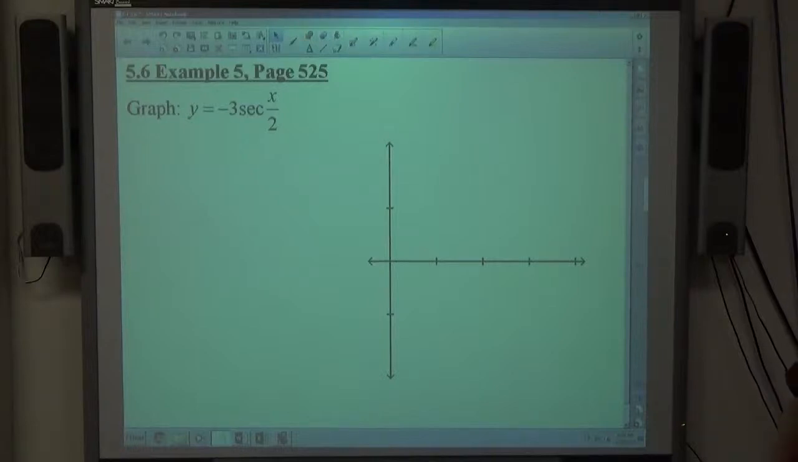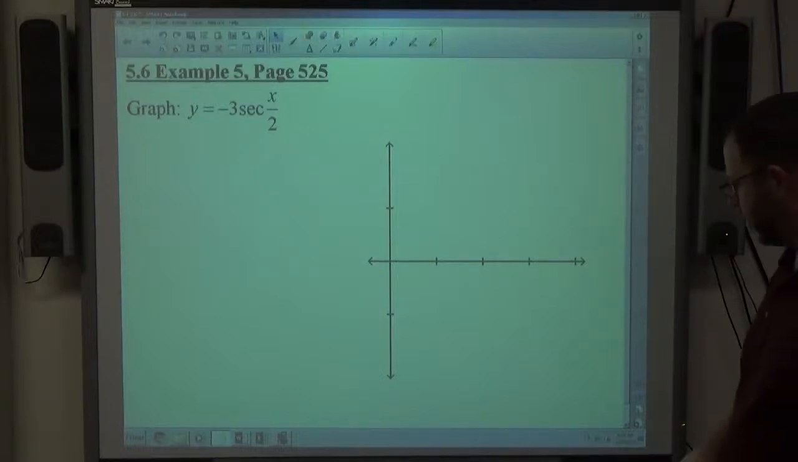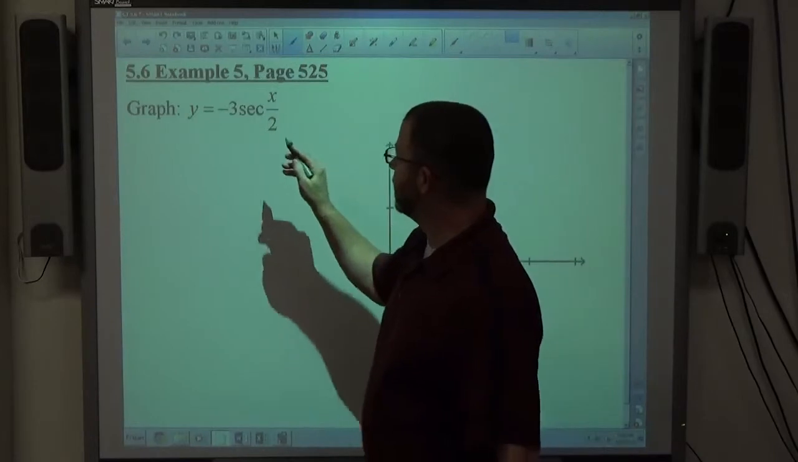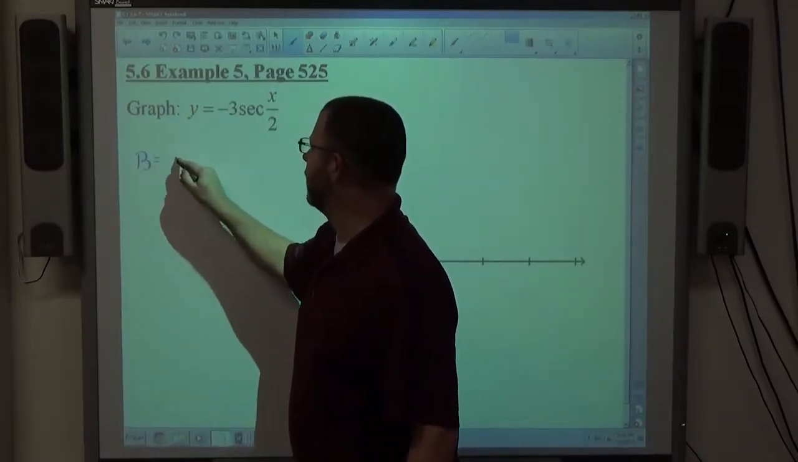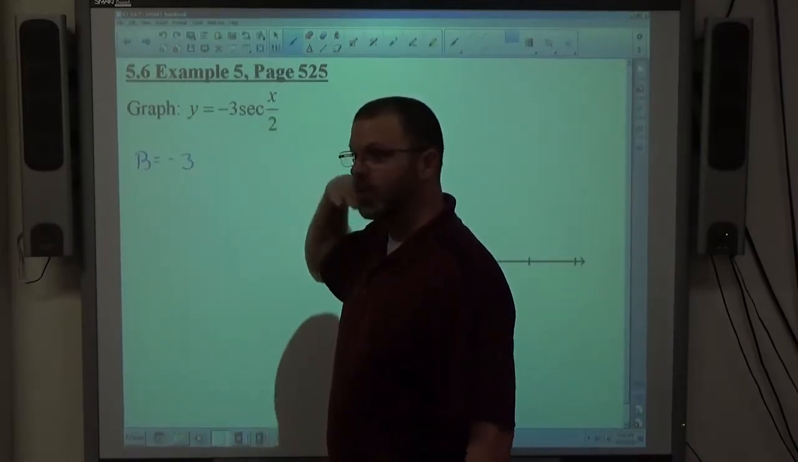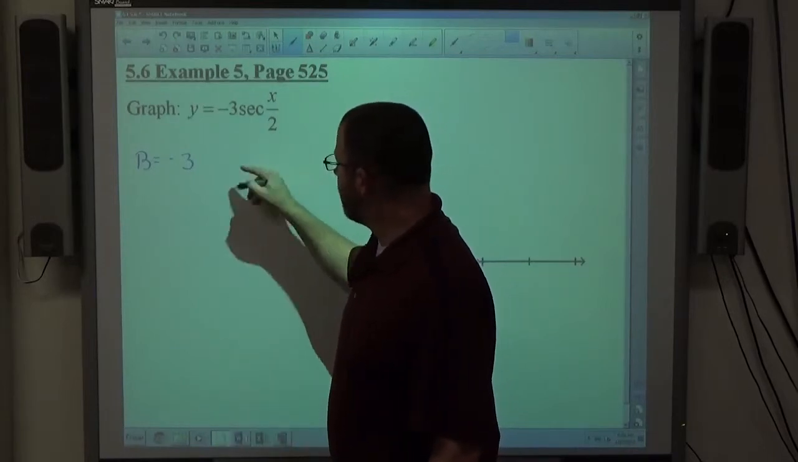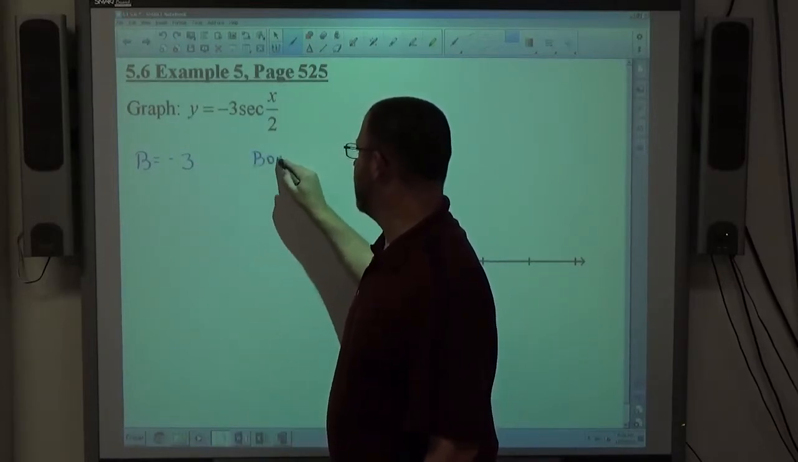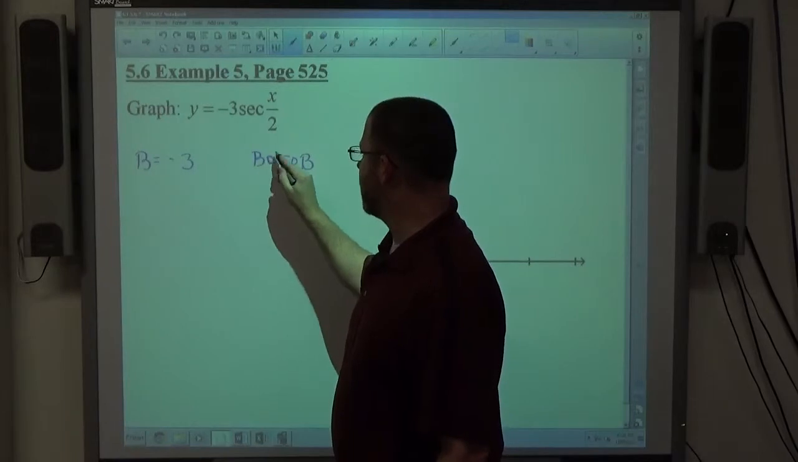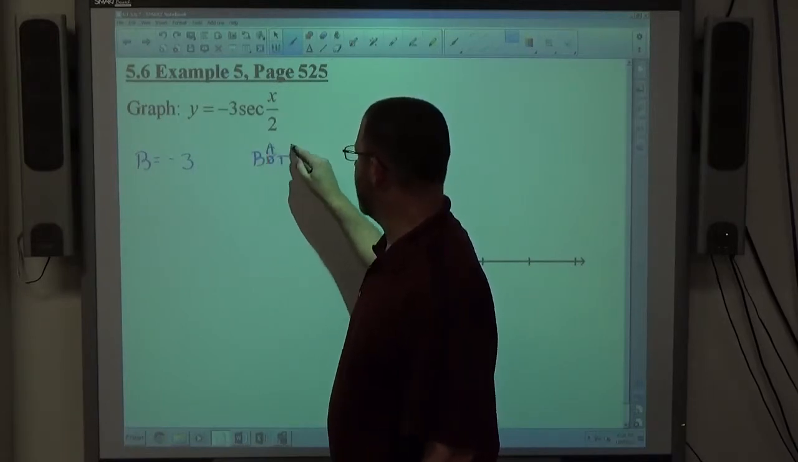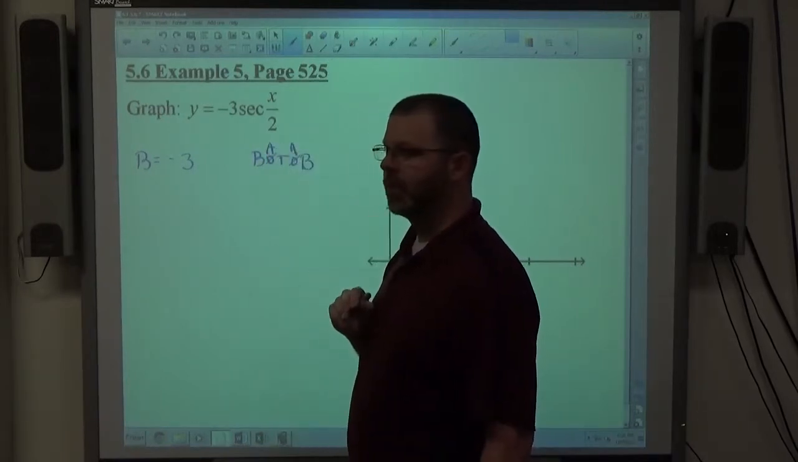Example 5, graph y equals -3 secant of x over 2. So this time it's secant, and I can see b is equal to -3. If I was thinking secant in terms of cosine, that would be a bottom first, so B-O-T-O-B. And again, O's are actually A's in the secant and cosecant world.